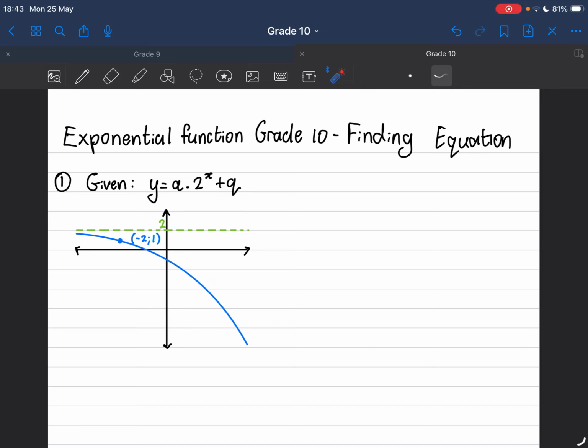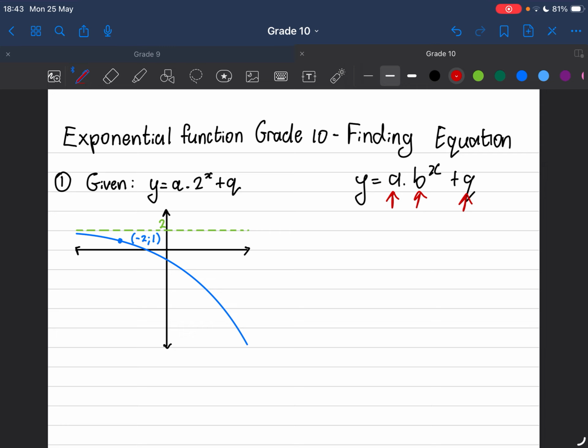Alright, we know how to sketch an exponential function. Now, how do you find the equation of one? Stemming from our standard form of y is equal to a dot b to the power x plus q, there are three things that need to be found in order for the equation to be completed: a, b, and q. Basically, if they ask you to find the equation of an exponential function, we need to find those three values.